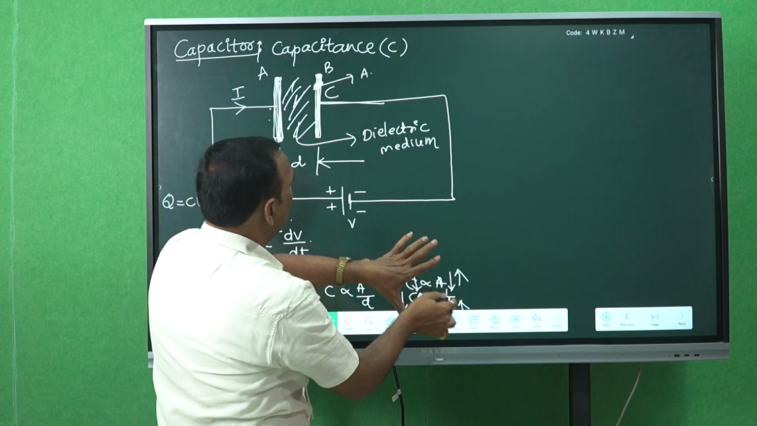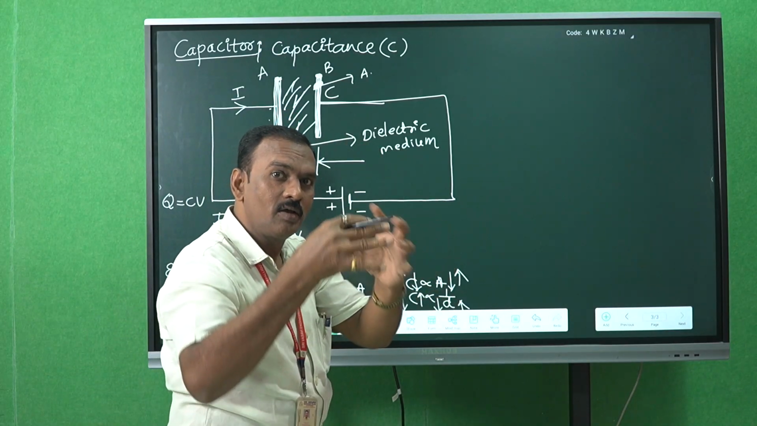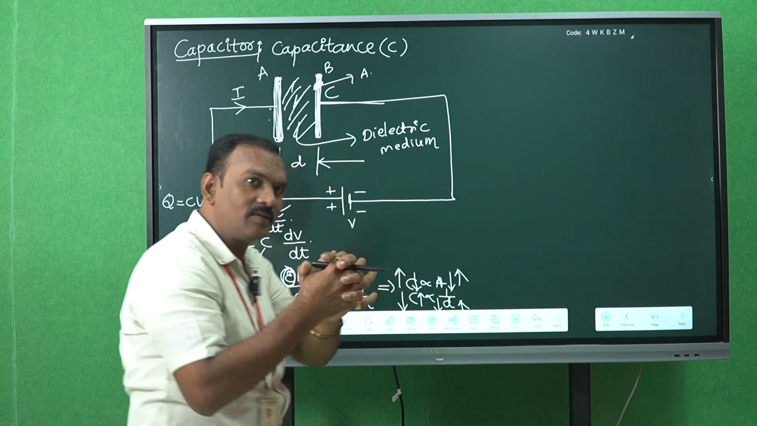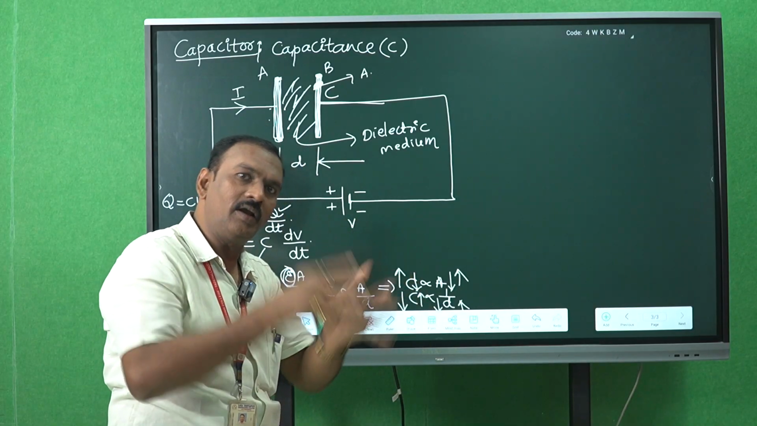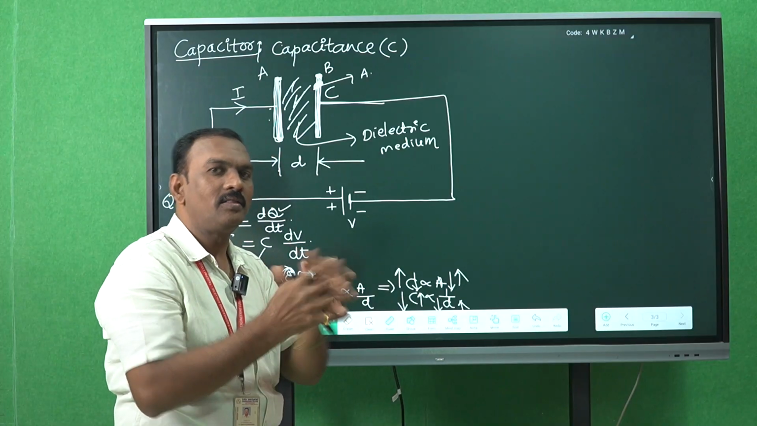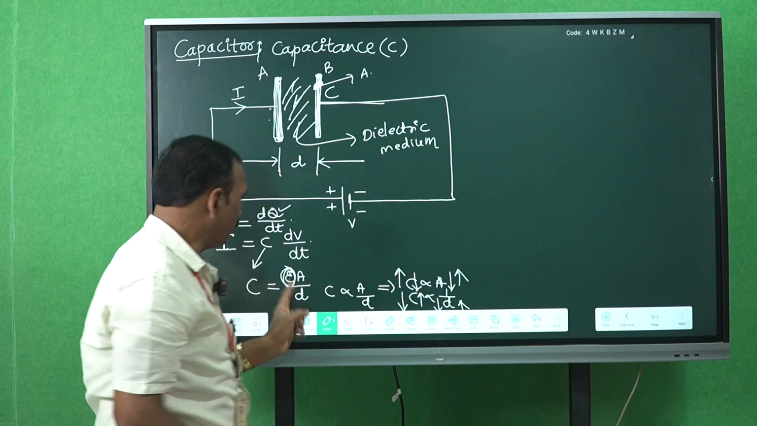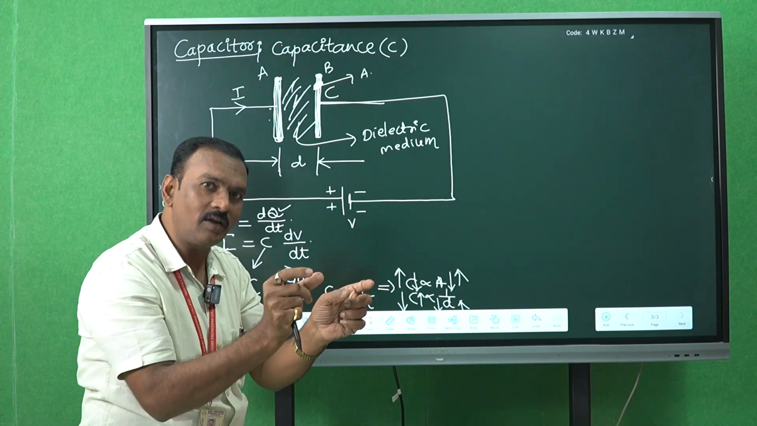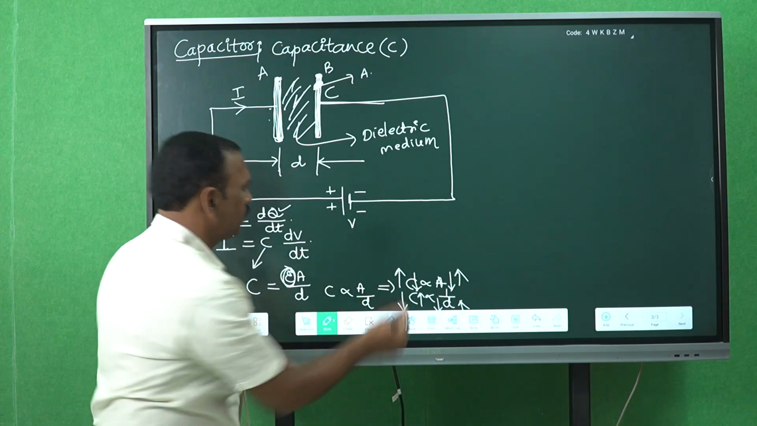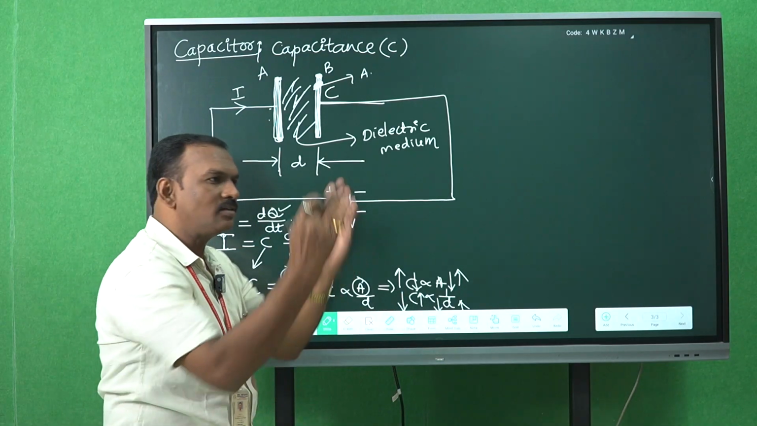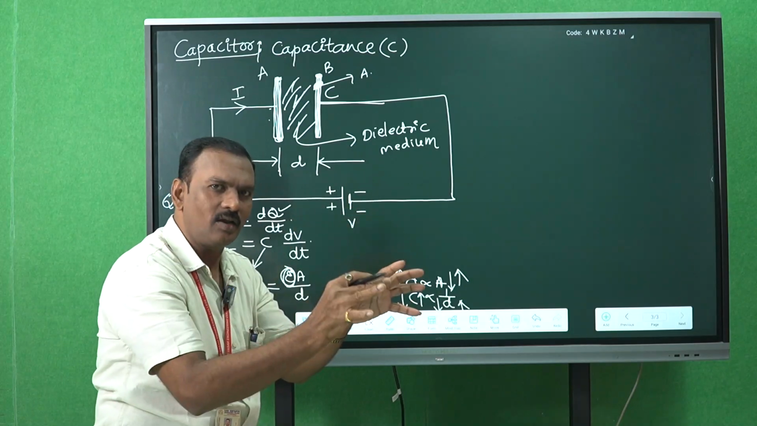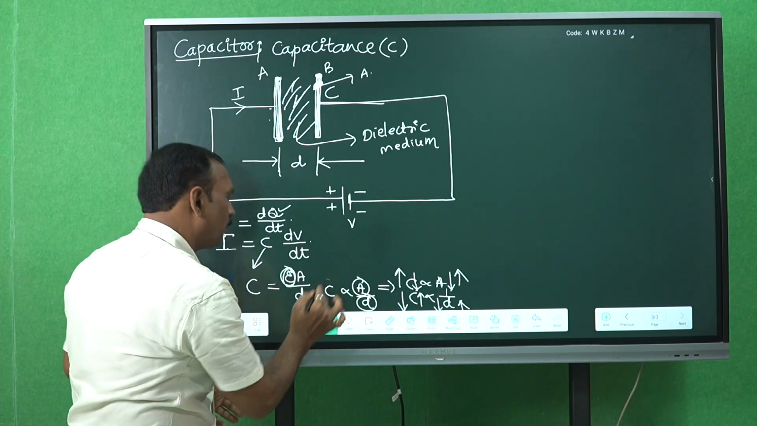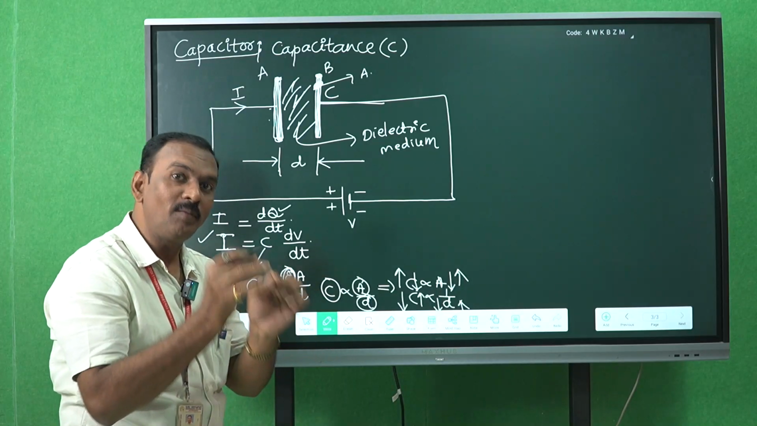Now finally, after the capacitor is constructed with a certain material, the capacitor is already designed. So the material is constant, epsilon is constant, the plate area is also constant, and the distance between those two plates is also fixed. So D is also fixed. If D is fixed, capacitance is also fixed, that means constant.